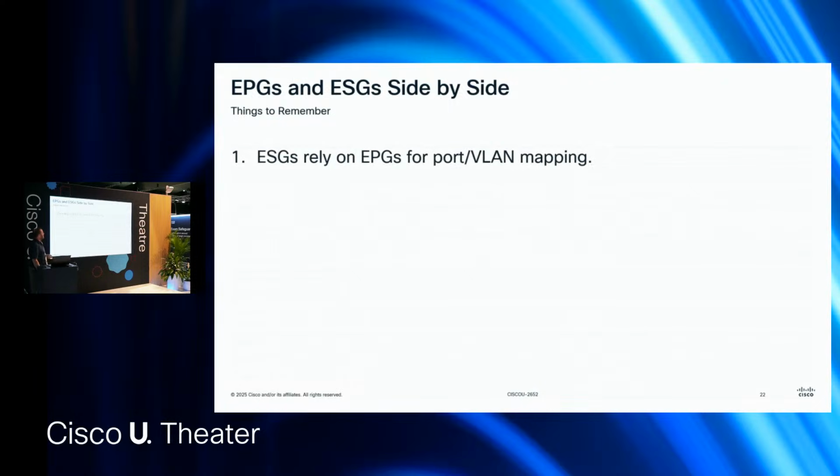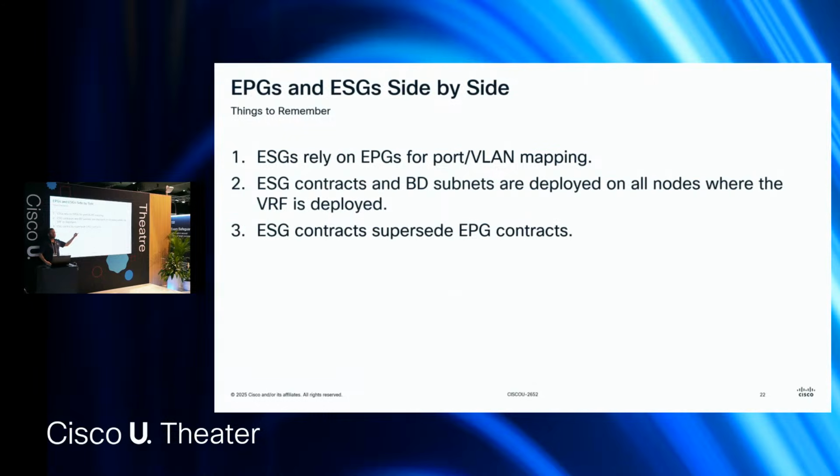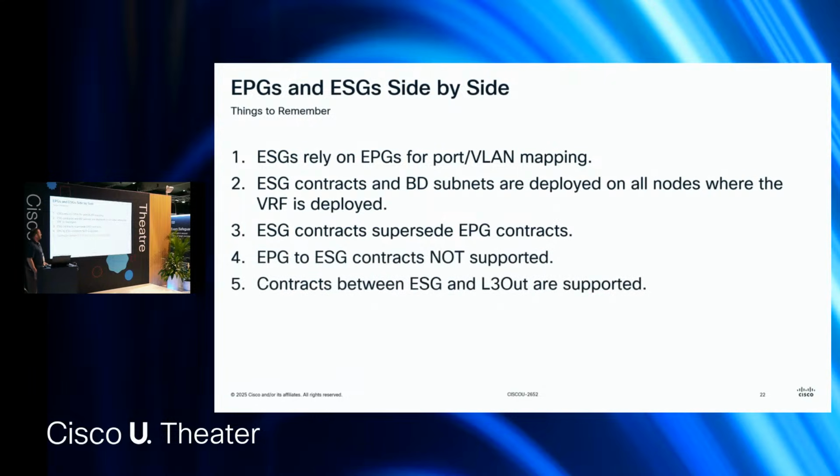All right, so a couple things to keep in mind. EPGs don't go away. You still have to use them for your port mappings. So your static mappings, your dynamic mappings, they're still there. You're just peeling away the security piece for ESGs. The contracts are deployed on all the nodes where the VRF is deployed. And this is a little tricky because if there are ESGs and EPG contracts side by side, the ESGs will supersede it, but you will probably not be allowed to add it if it's still between EPGs. So you've got to remove those contracts before you can apply it to the ESGs. And again, EPG to ESG is not supported, but this is the one exception with your external EPGs.